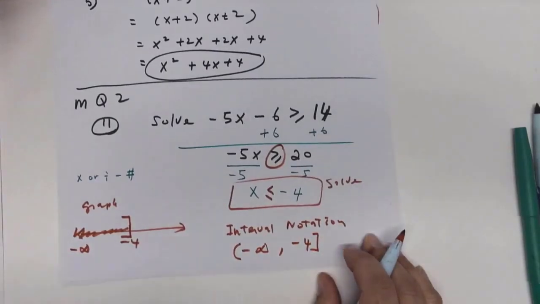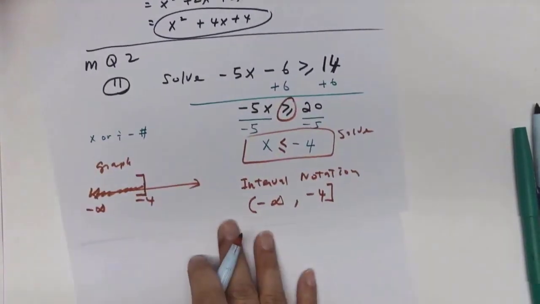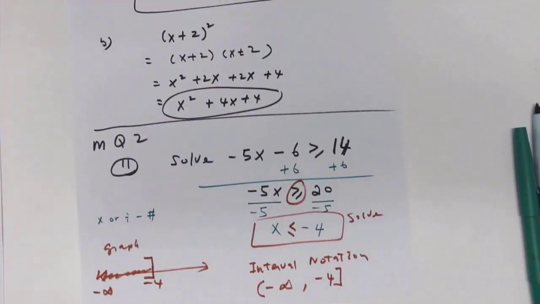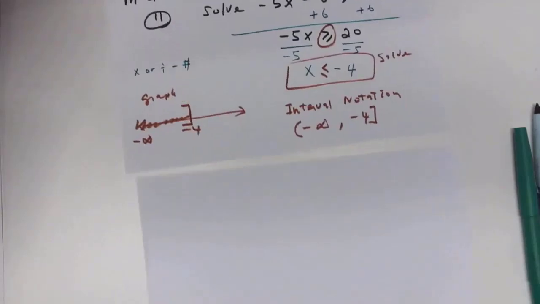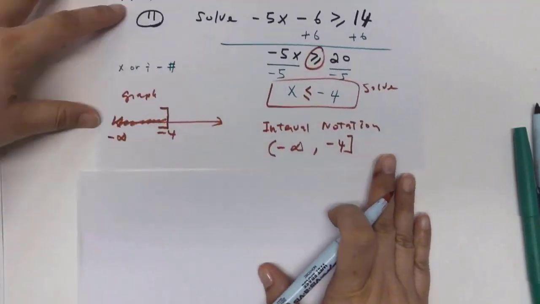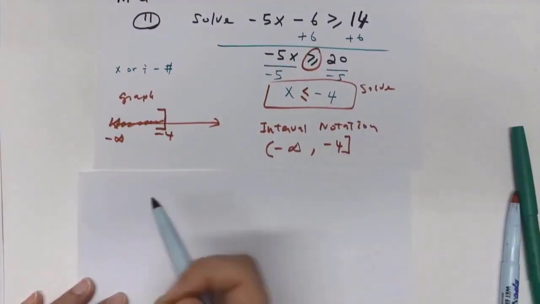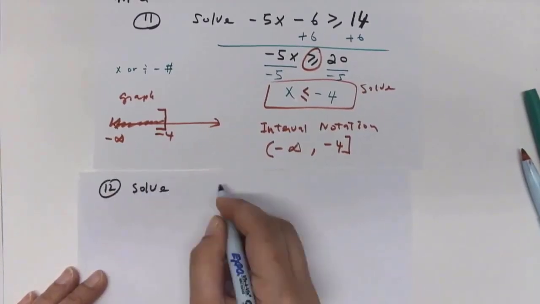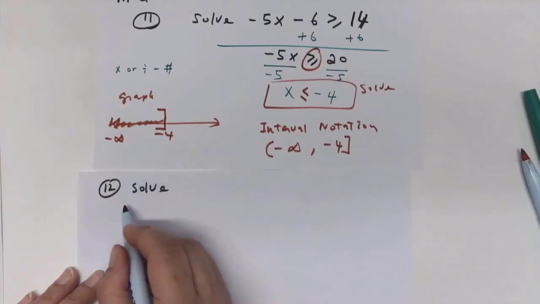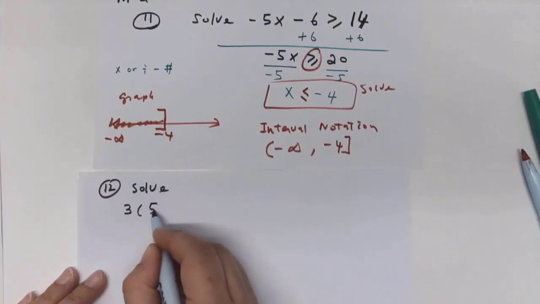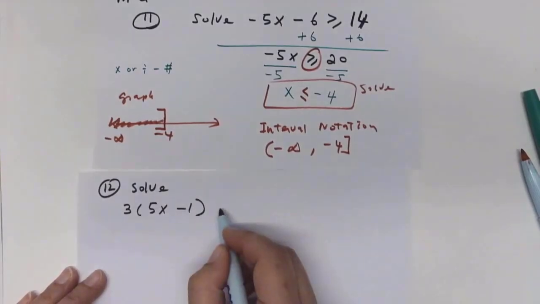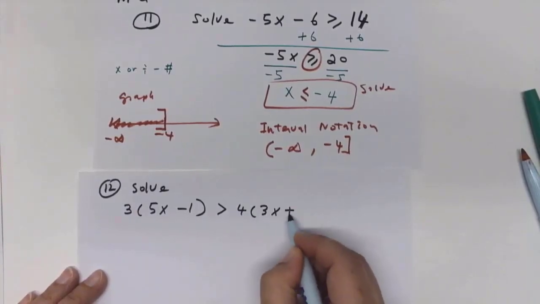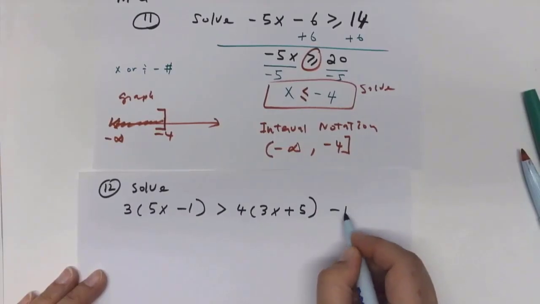Okay, so we have to move a little bit faster if you want to see all the major quiz 2. So I'm gonna keep going. Okay, the next one is also an inequality, but a little bit longer. So the next one we have number 12. We're gonna need to solve it also. We have 3 times (5x minus 1) is greater than 4 times (3x plus 5) minus 10.